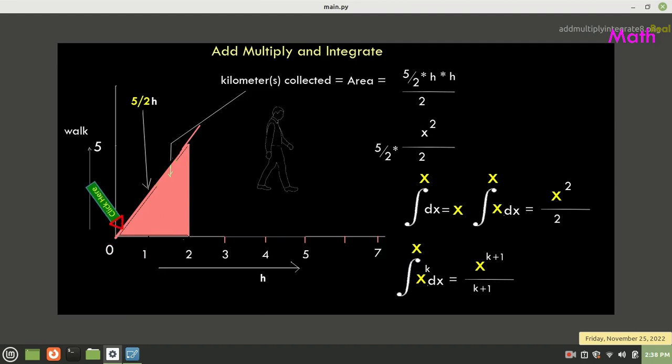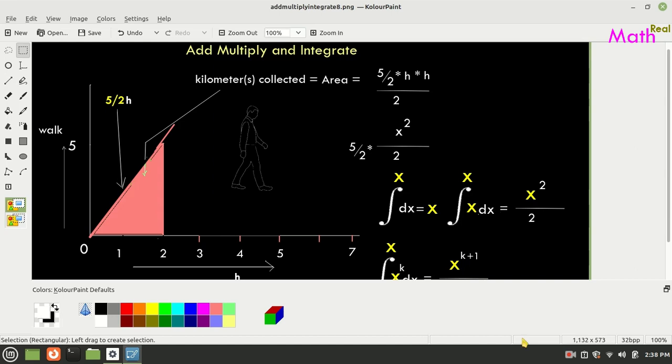Now a person is walking, he is starting from rest. At the end of 2 hours, his speed is 5. So at the end of 2 hours, he is able to collect 5 km per hour. His speed may increase. Now the question is, at any x, x can be here.